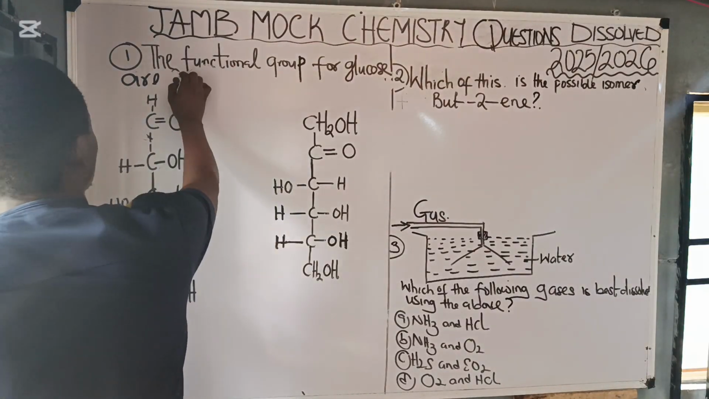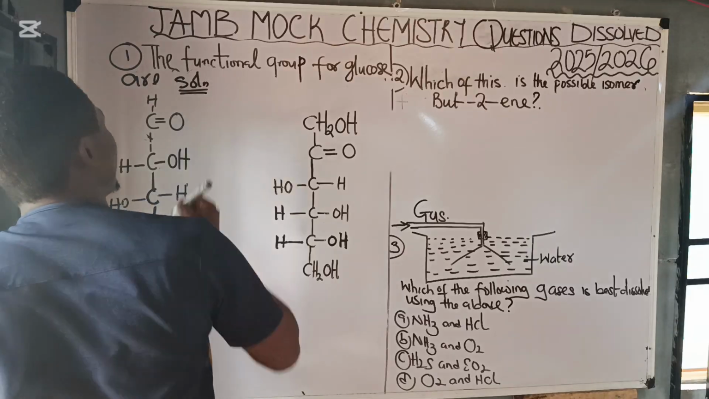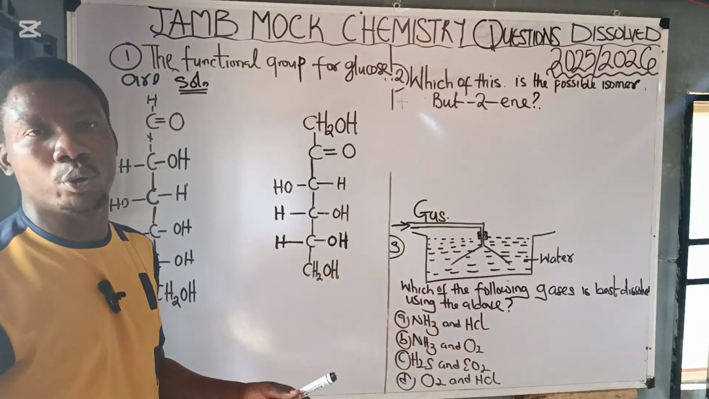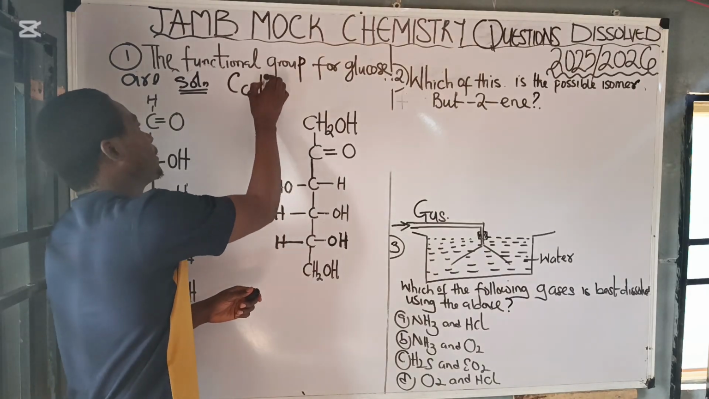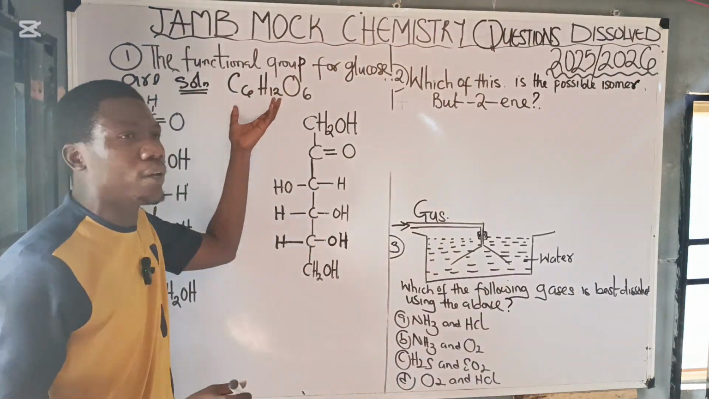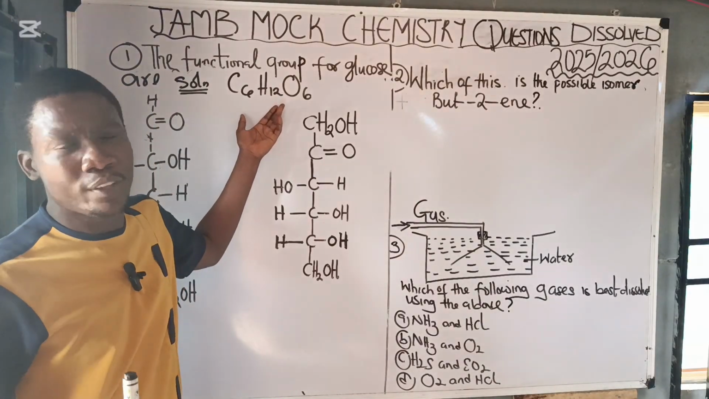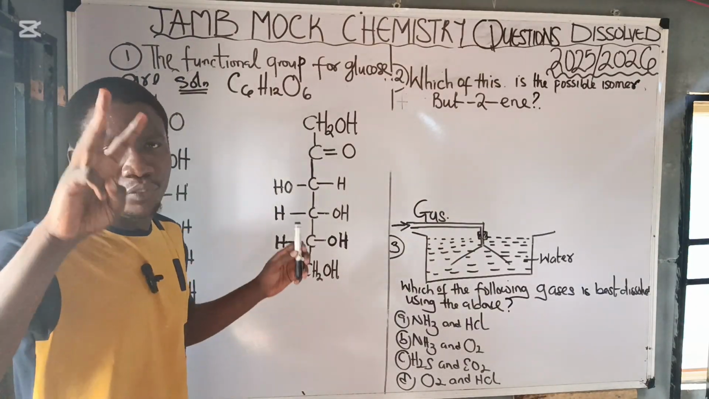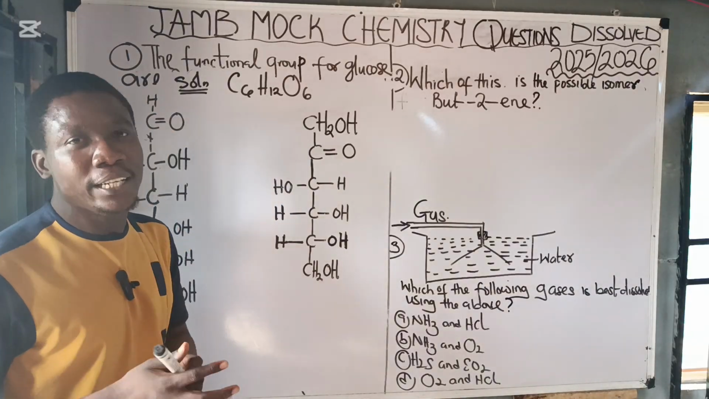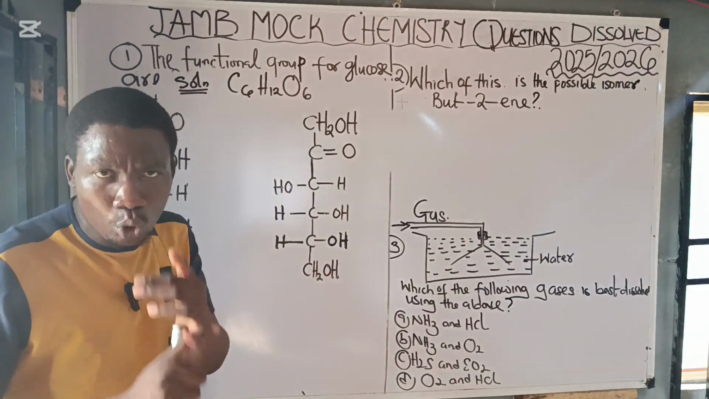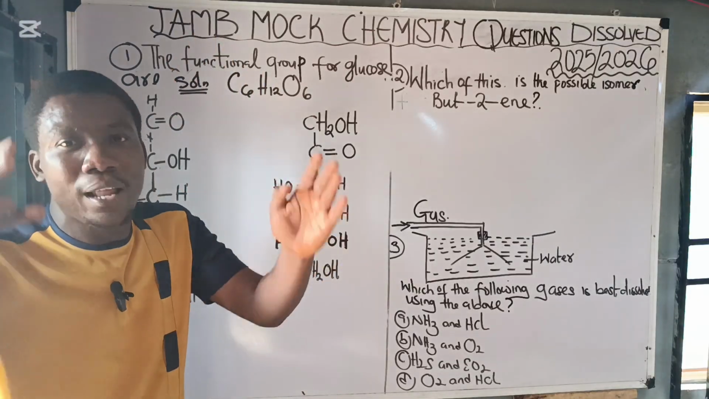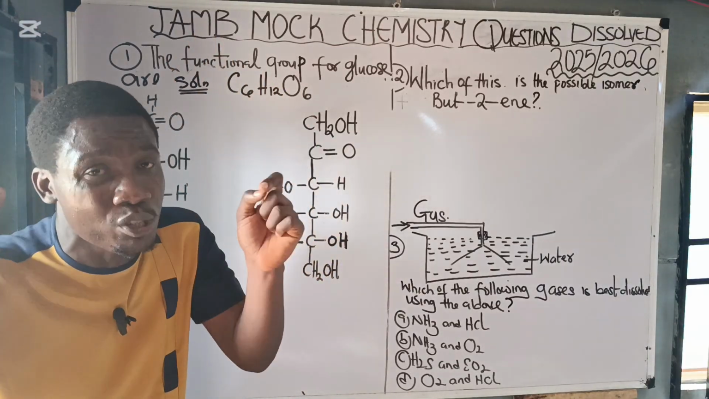First of all, it will be important for us to look at the general molecular formula for glucose. Your general molecular formula for glucose is C6H12O6. Yes, this is the general molecular formula for glucose. Now, you must understand that there are 3 monosaccharides that have the same formula. These 3 monosaccharides include glucose, fructose, and galactose. They have the same molecular formula. They are referred to as monosaccharides.